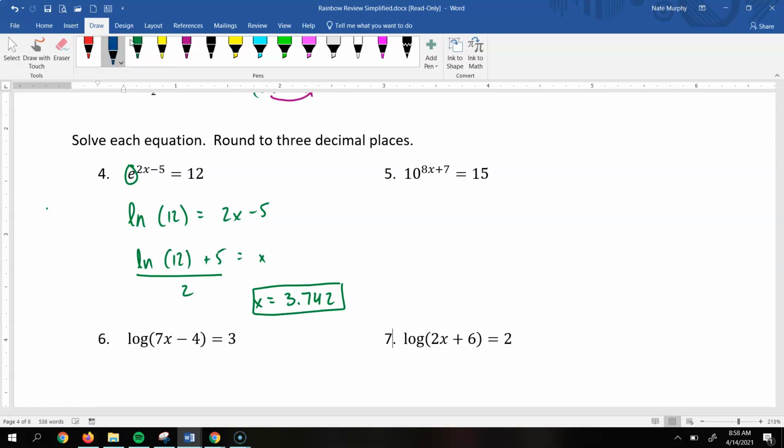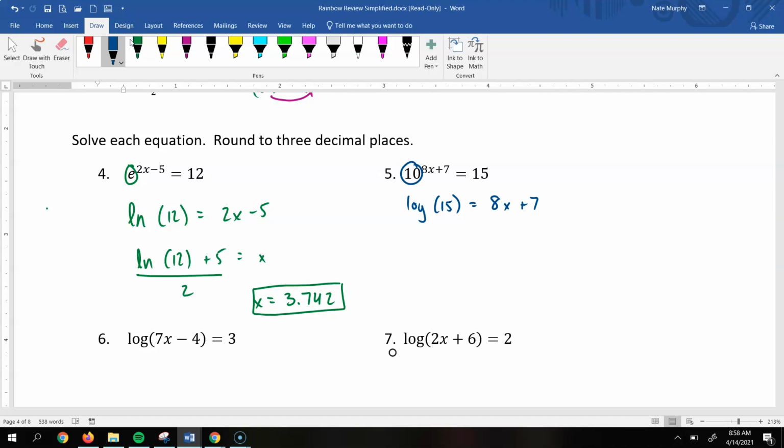All right, let's look at the next one. The next one, another exponential equation. Our base for this one is 10. So remember, if we have log base 10, that's a common log. So we can just write it as the logarithm of our value, which is 15, equals our exponent, which is 8x plus 7.